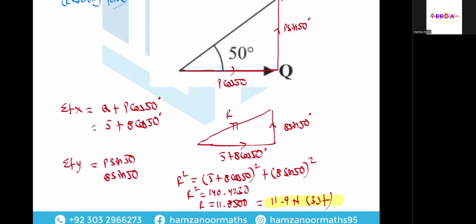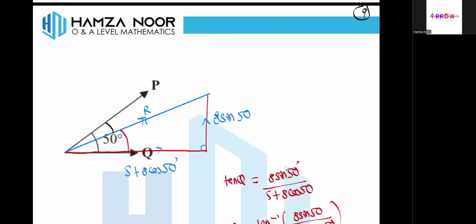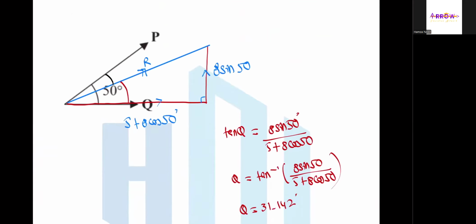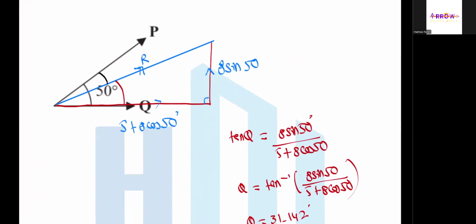And then we are required to do part B as well. So basically, I brought the screenshot over here of the figure, and I marked the forces like this just to illustrate the fact that the horizontal component of the resultant force is 5 plus 8 cos 50, and the vertical component of the resultant force is 8 sine 50.